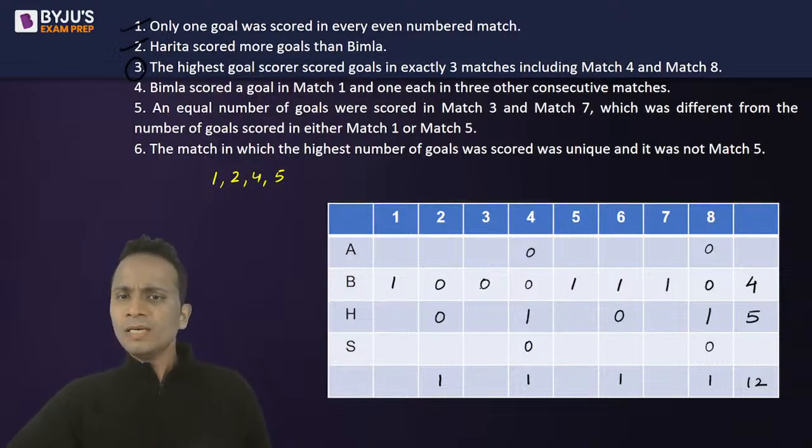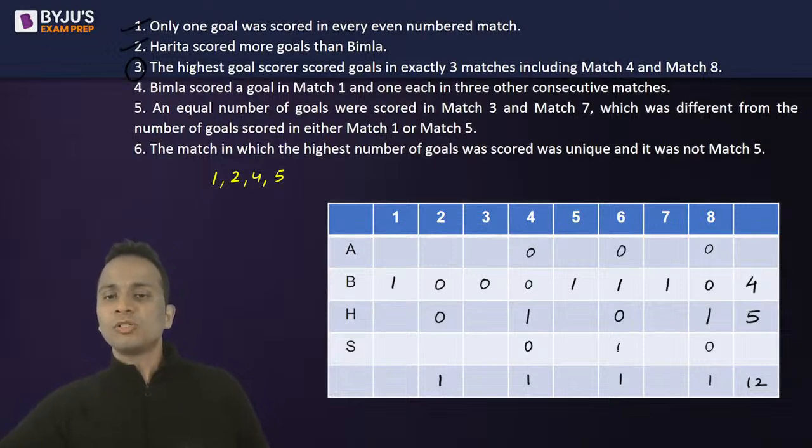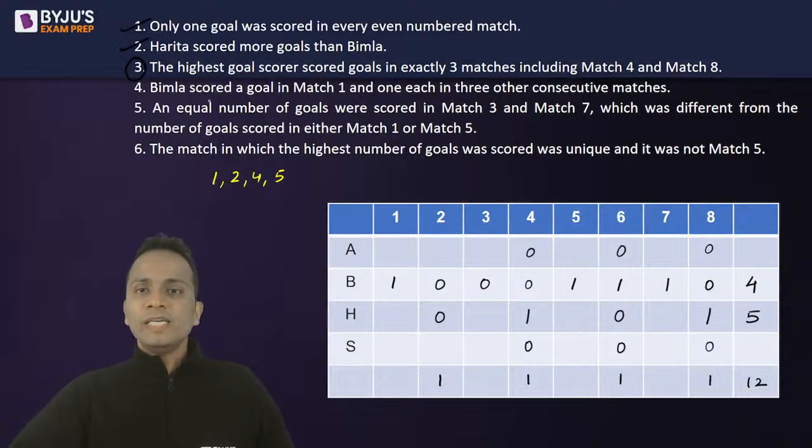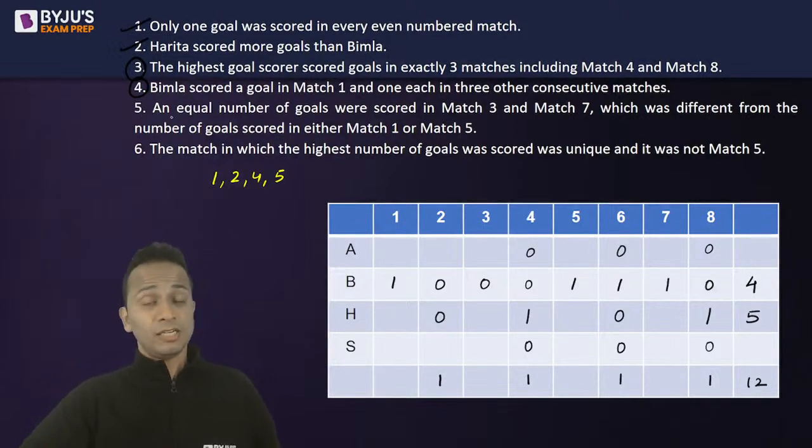Now let's have a look at match number 6. Match number 6, total number of goals was 1. Already Bimla has scored 1 goal, so other players will score 0 in this match. Right? Others will score 0 in this match. Let's move ahead. Statement number 4 is done. Let's move on to statement number 5. Now this will give you a lot of information.